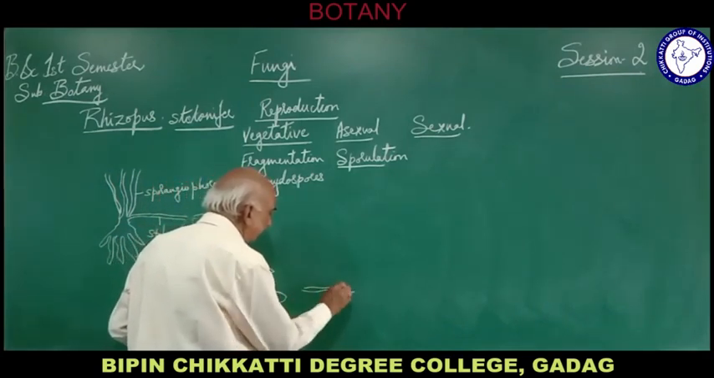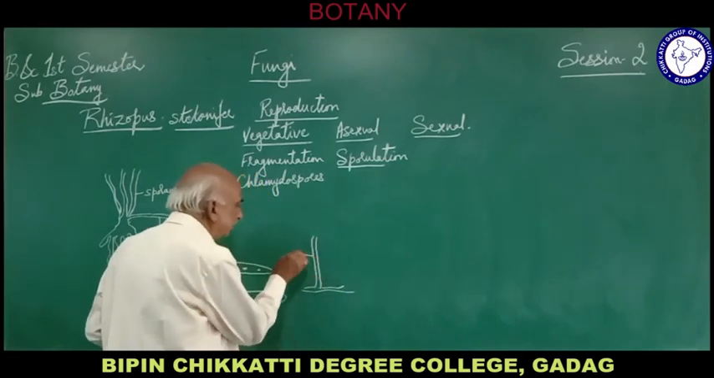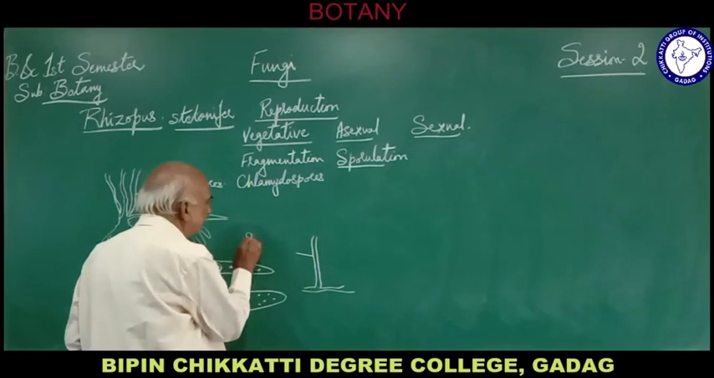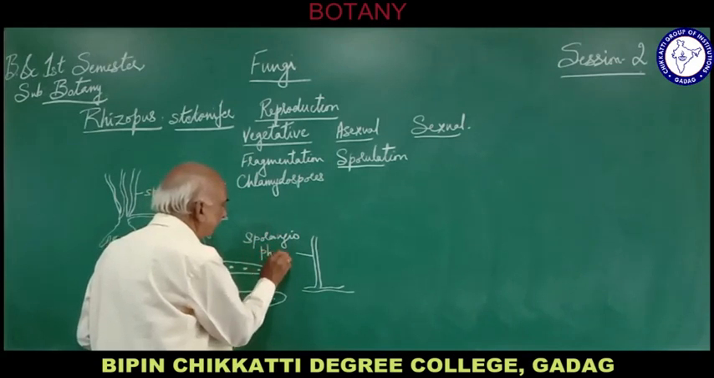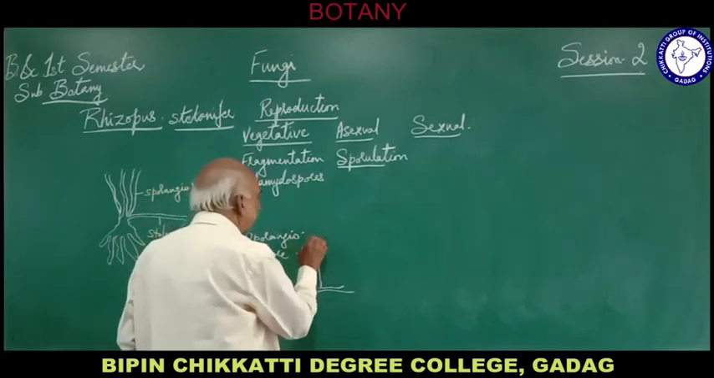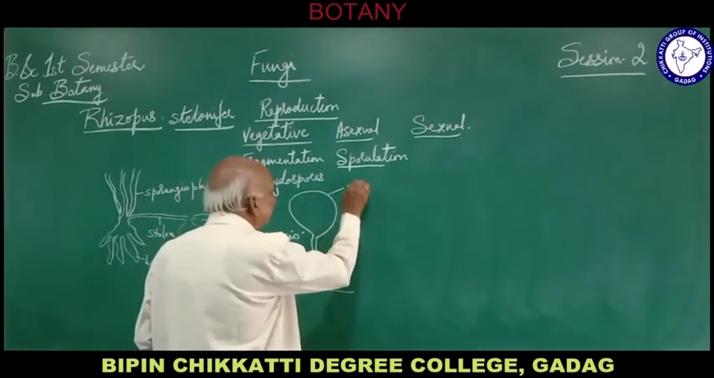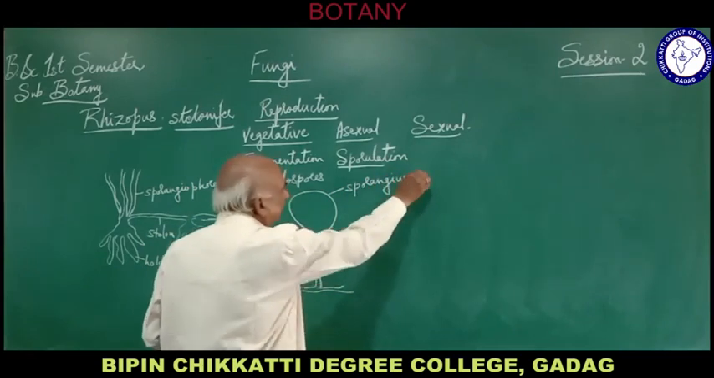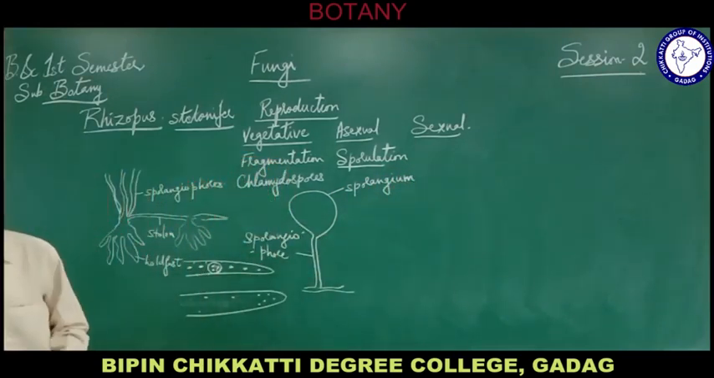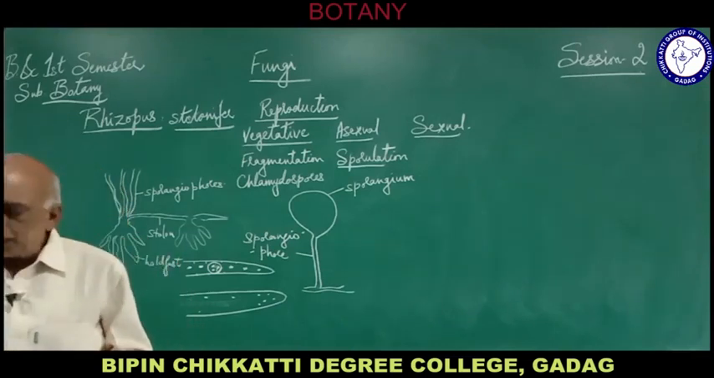Now any part of the hyphae develops into sporangia. Suppose this is the hyphae, so it develops into this structure, and this is called the sporangiophore. So this is the sporangiophore, and it gives rise to a round structure called the sporangium. So this is the sporangium which is produced by the hyphae. The sporangium is a spherical structure. It is usually white in color.